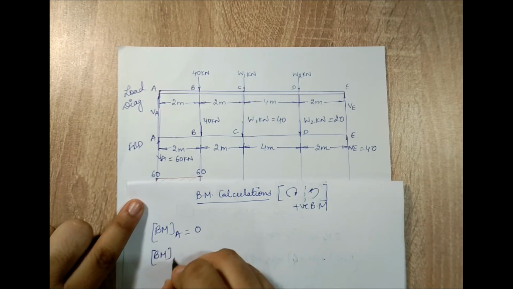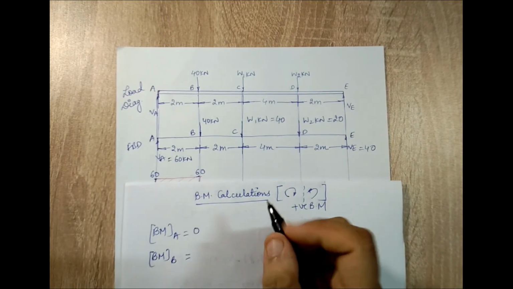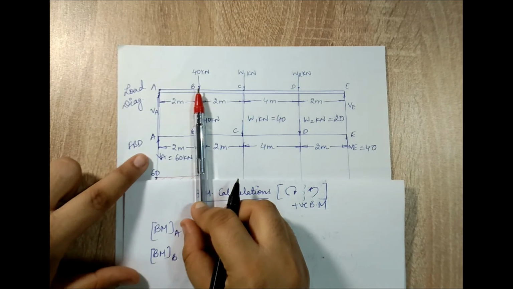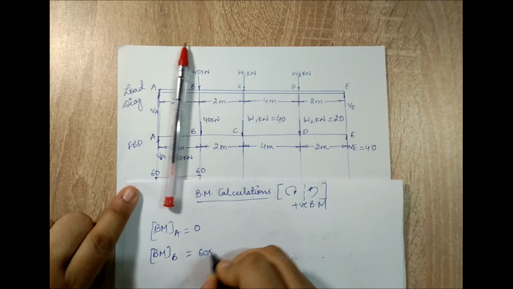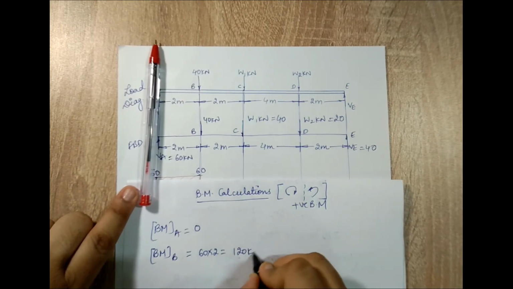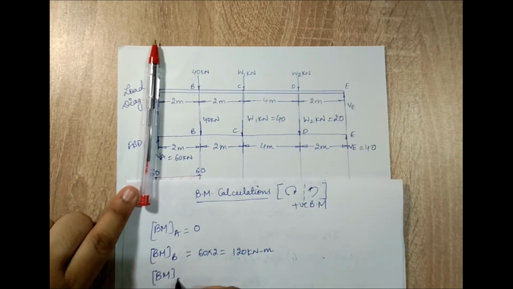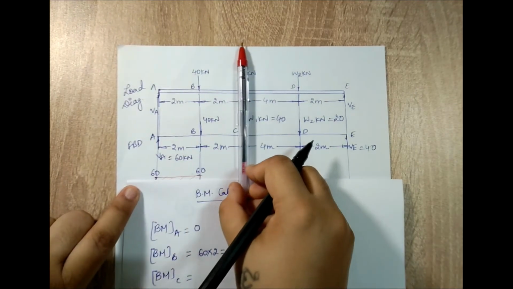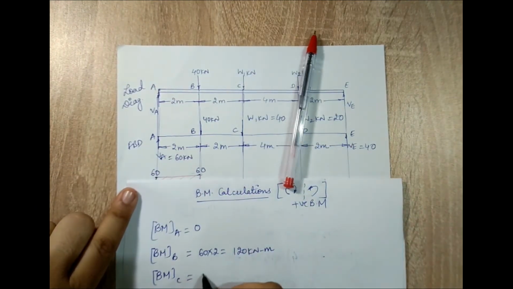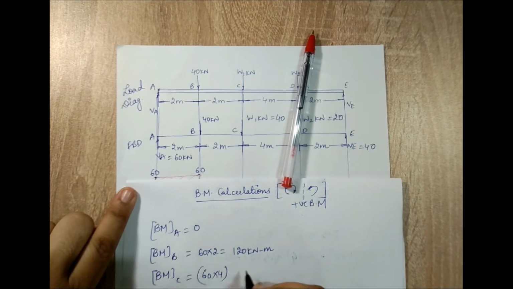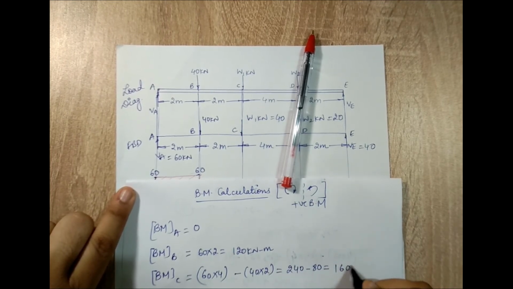For bending moment at point B, when I stand at B and I look to the left, I can see VA turning clockwise towards B. So I have 60 into 2, which is 120 kilonewton meter. Next, I'll calculate for bending moment at point C. When I'm standing at C, VA will turn clockwise, 40 will turn anti-clockwise. So I'll have 60 into 4 minus 40 into 2. So I'll have 240 minus 80, which is 160 kilonewton meter.